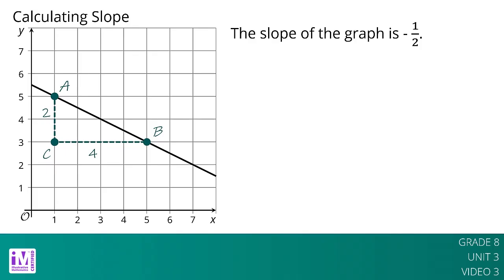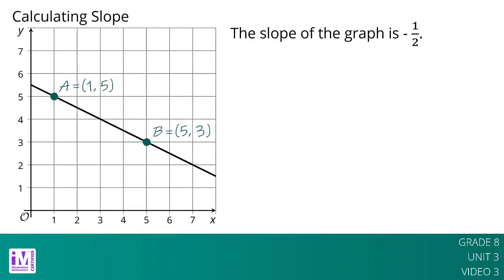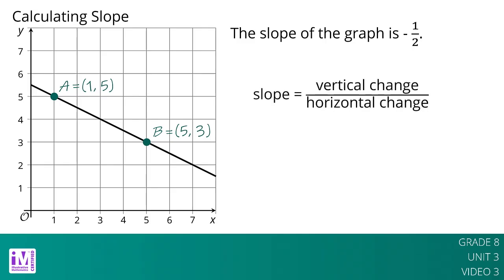But slope triangles are only one way to calculate the slope of a line. Let's compute the slope of this line a different way using just the points. A equals (1, 5), and B equals (5, 3). Since we know the slope is the vertical change divided by the horizontal change, we can calculate the change in the y values and then the change in the x values.